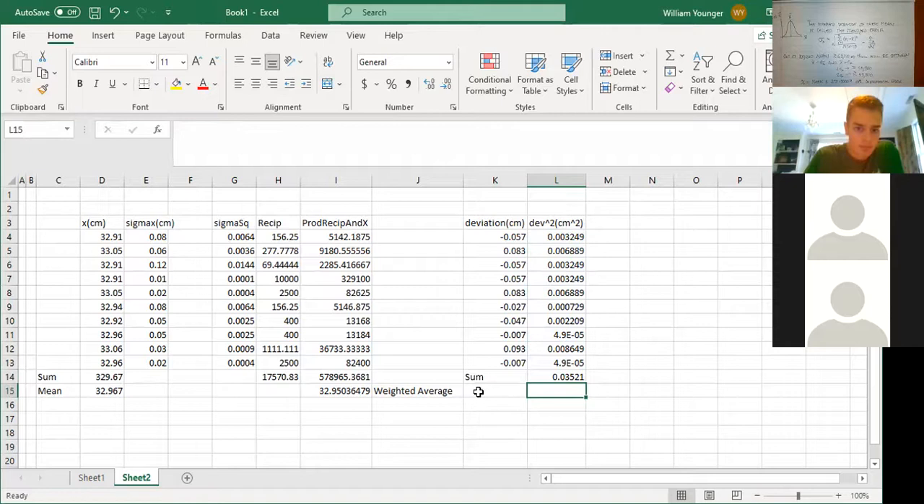Now to get the standard deviation, which comes out in centimeters, I'm going to take that and divide it by n minus 1. So I'm going to say equals this divided by parentheses 10 minus 1 in parentheses. So that says my standard deviation is 0.0039.